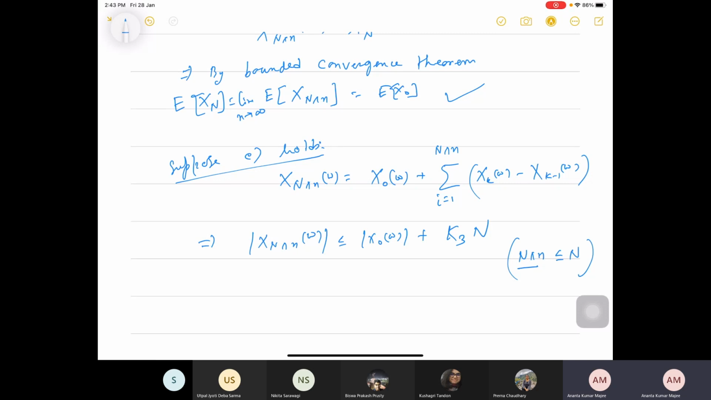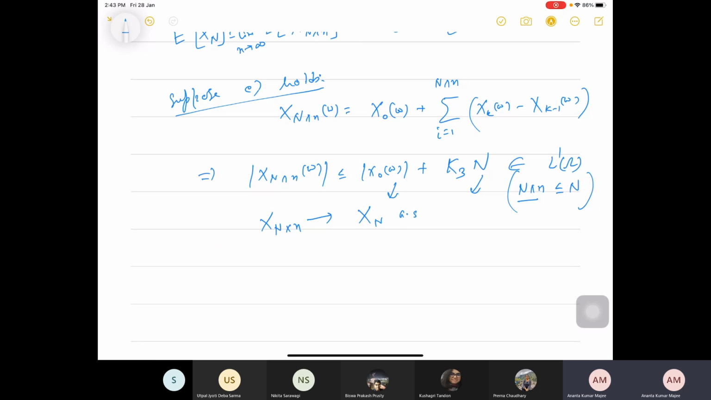So that means what? Now you see this N, in your case C, it is given to you that the expectation of N is finite. That means N is integrable. So now I have this one is integrable, this one is integrable, k3 is constant, hence this part is integrable. That means it is in L1(Ω), that is the notation. And X_{n∧N} converges to X_N almost surely, I know. And then this part is integrable, so you can use the dominated convergence theorem.